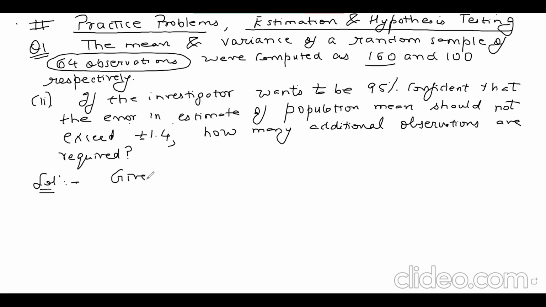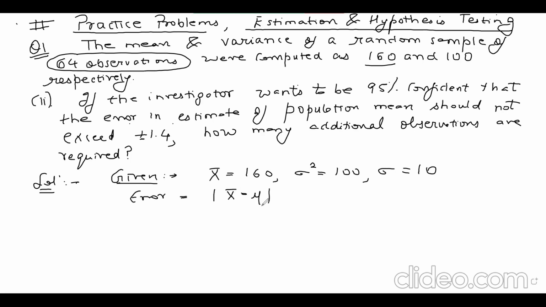Again, I am just writing what is given to us. We are given that the sample mean is 160 and the variance is 100. So the standard deviation is 10, which is square root of 100. If the investigator wants to be 95% confident that the error, what is the error? The error is nothing but the difference between the sample mean and the population mean. So the probability of the error being less than or equal to 1.4 should be, our confidence level is 95%, so the probability should be 0.95.